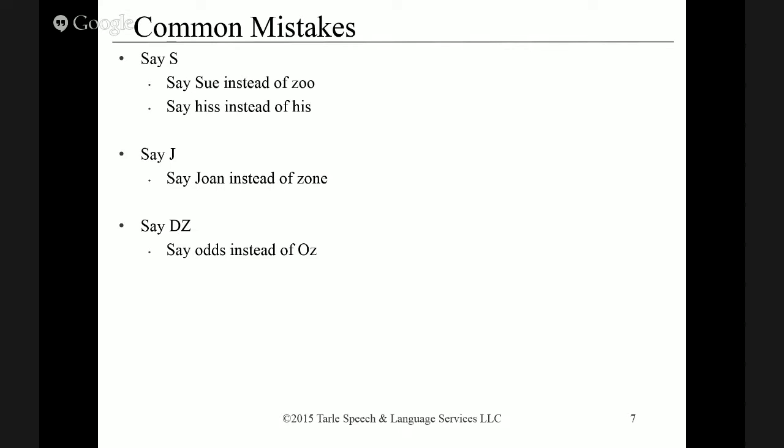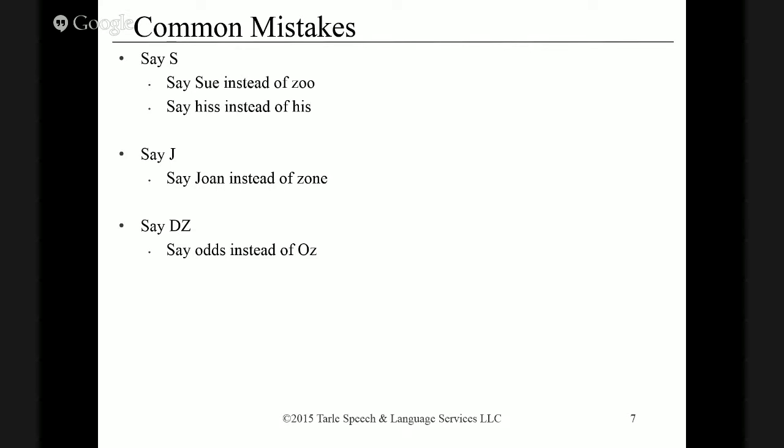J, this is another mistake. I hear this a lot with my Korean speakers and my Japanese speakers. So people might say "Joan" instead of "zone." Why is that, do you think? Well, if you try to say these two words, Joan, zone. The big difference is that for the J sound in Joan, you touch your teeth with your tongue. For zone, your tongue does not touch your teeth.